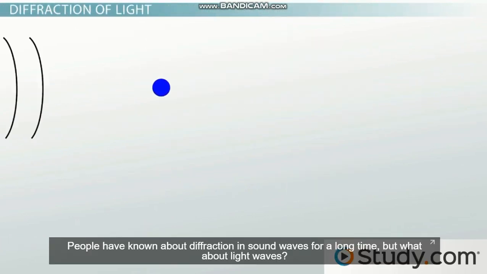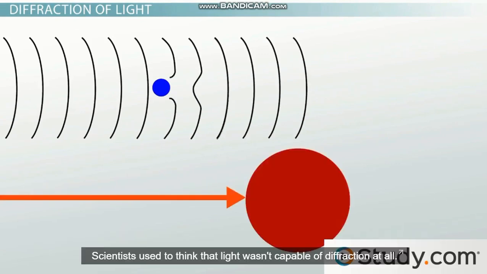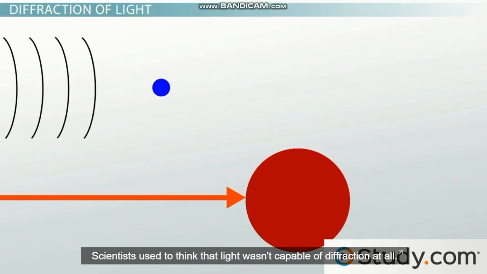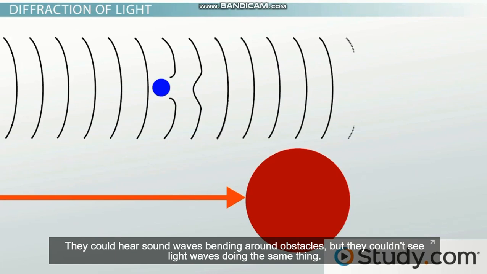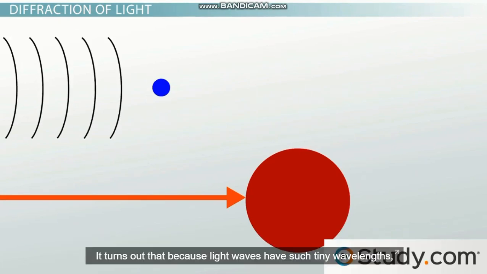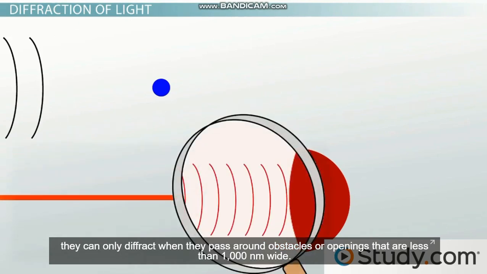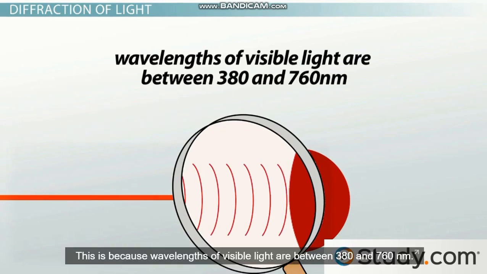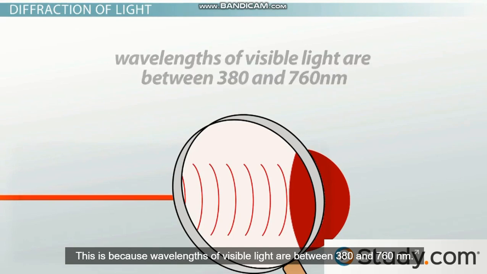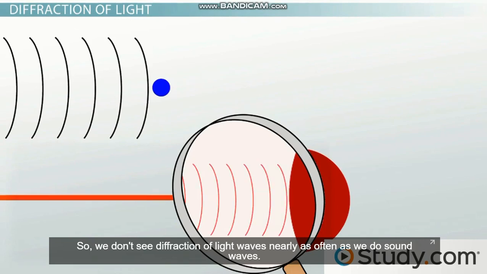People have known about diffraction in sound waves for a long time. But what about light waves? Scientists used to think that light wasn't capable of diffraction at all. They could hear sound waves bending around obstacles, but they couldn't see light waves doing the same thing. It turns out that because light waves have such tiny wavelengths, they can only diffract when they pass around obstacles or openings that are less than 1,000 nanometers wide. This is because wavelengths of visible light are between 380 and 760 nanometers. So we don't see diffraction of light waves nearly as often as we do sound waves.